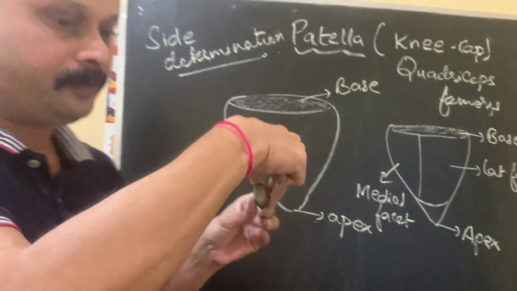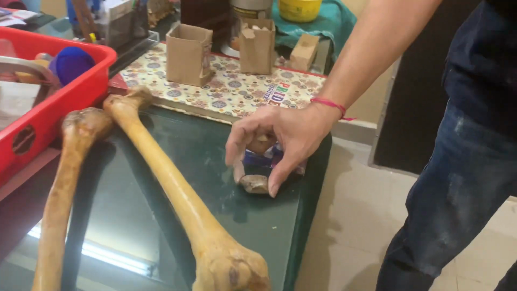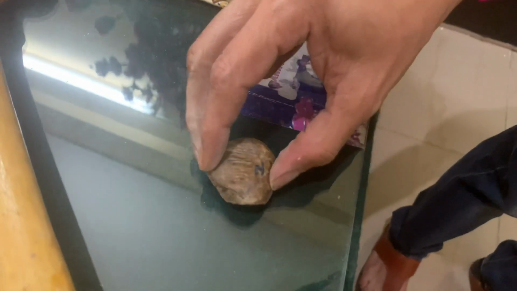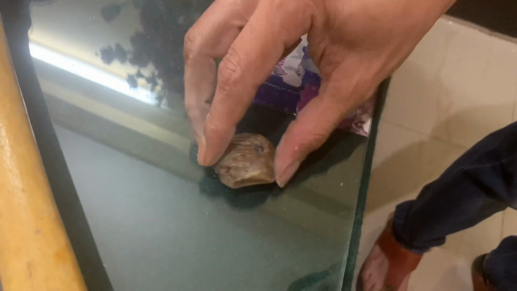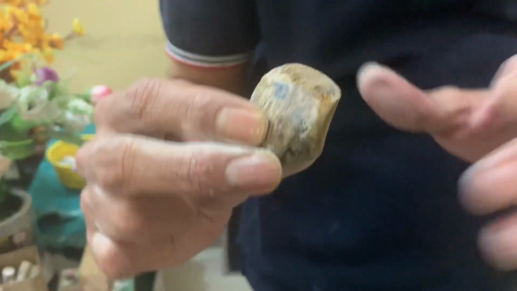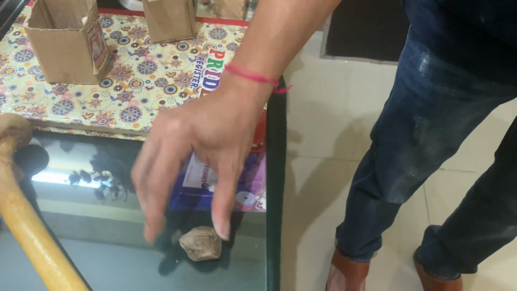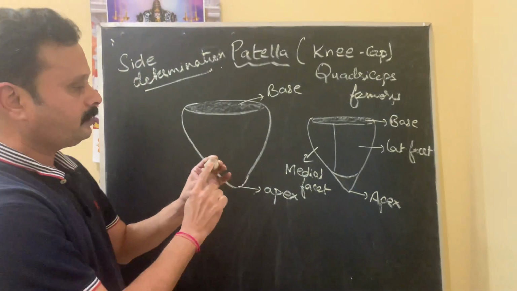For confirmation, you place it on the ground and it will fall onto the corresponding side. Since this is the right side, it is not falling onto the left side, it is falling onto the right side, keeping the base and apex in proper position. Then if you place it on the ground, it falls onto the corresponding side. So this belongs to the right side.